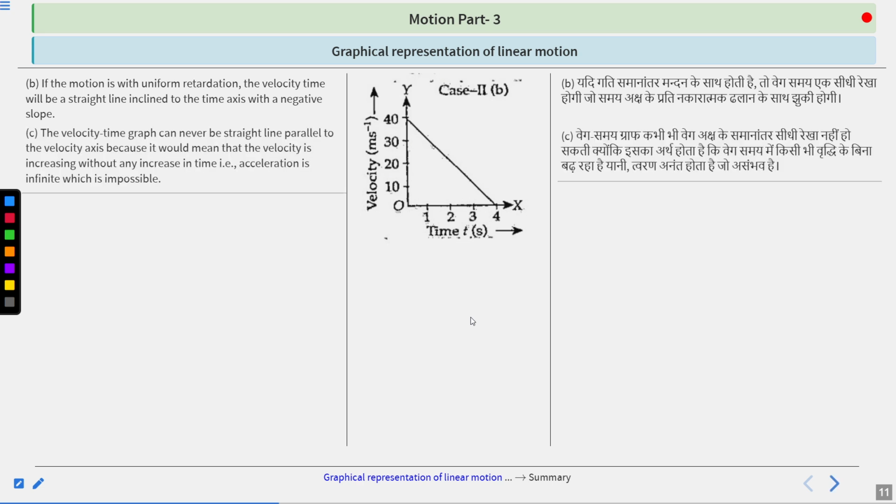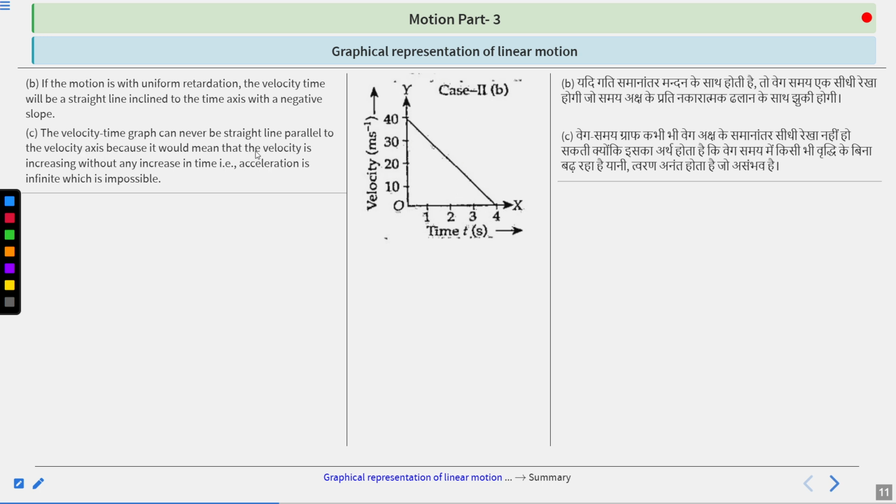The velocity time graph can never be a straight line parallel to the velocity axis, because it would mean that velocity is increasing without increasing time. Therefore, acceleration is infinite, which is impossible. Remember what is written down here. The velocity time graph can never be a straight line parallel to the velocity axis, like this one.